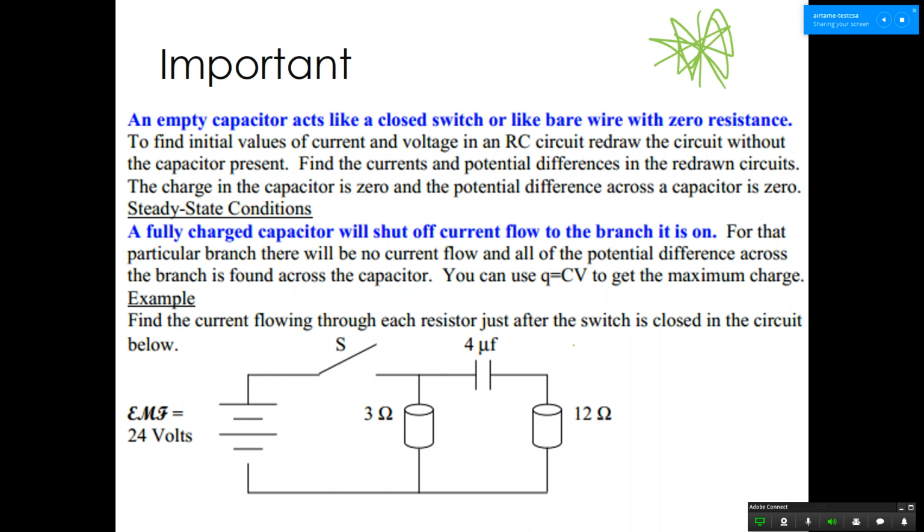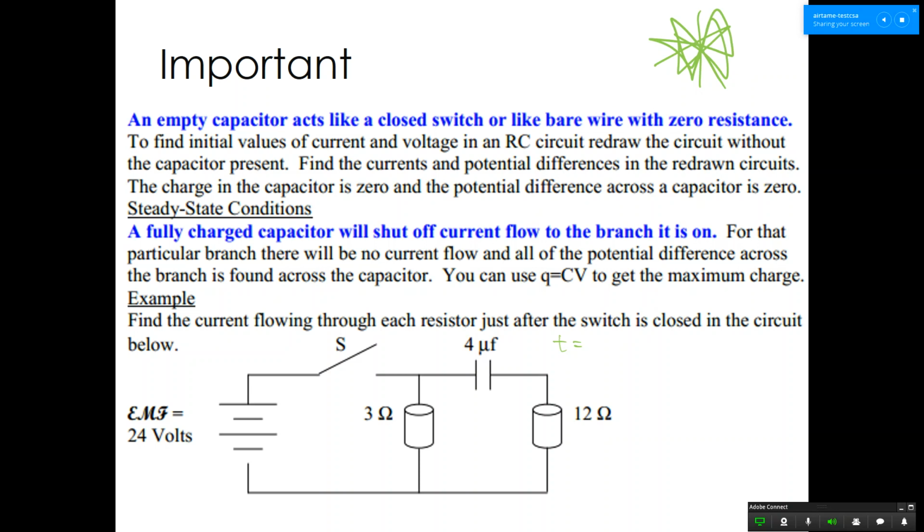It's asking you in this problem here to find the current flowing through each resistor as soon as the switch is closed. So as soon as the switch is closed, what can you tell me about the capacitor? This charge will start to gain. What can you tell me about the current flow through the capacitor? Is it full or zero? Or an empty capacitor, what does it act like?